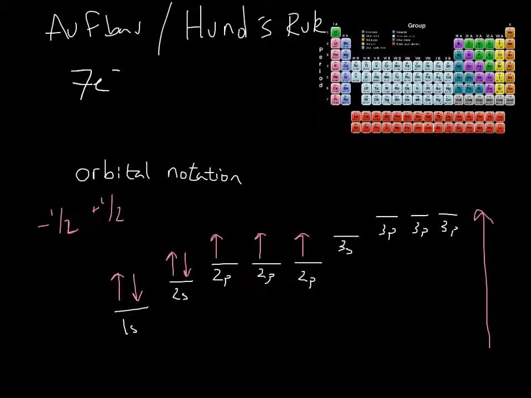So that right there then would be the orbital notation for nitrogen. It's got all 7 electrons. We've built it up. We followed Hund's rule. Everything is perfect. So let's try another one. Let's do chlorine. Chlorine has 17 electrons.